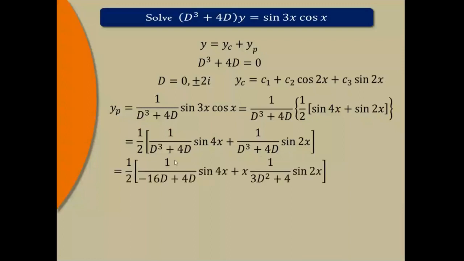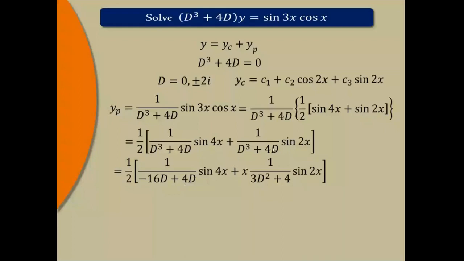So what happened? D cube will be D into D square. D square is nothing but minus 4 square, and minus of 4 square will be minus 16. Don't forget, we take the square of this with a negative sign. It is not minus the whole term squared. It is the square with a negative sign. So it is minus 4 square, that is minus 16, into D, plus 4D. Replacing D square by minus 2 square, it becomes 0, so we take a derivative.